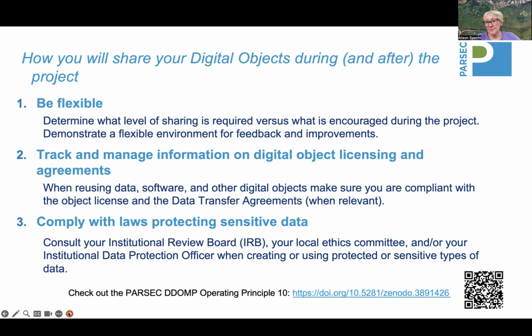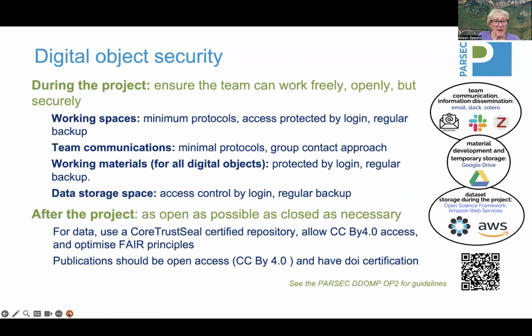If you are dealing with sensitive data, with rare species for example, that's another matter. So the ethics committee and the IRB can help you with that. So there are different levels, human research ethics versus other research ethics. So quite important. Economic research ethics, don't forget that, can be quite important. So we've got quite a bit of this in our operating principle 10, in our example DDOMP. So I've got the link there.